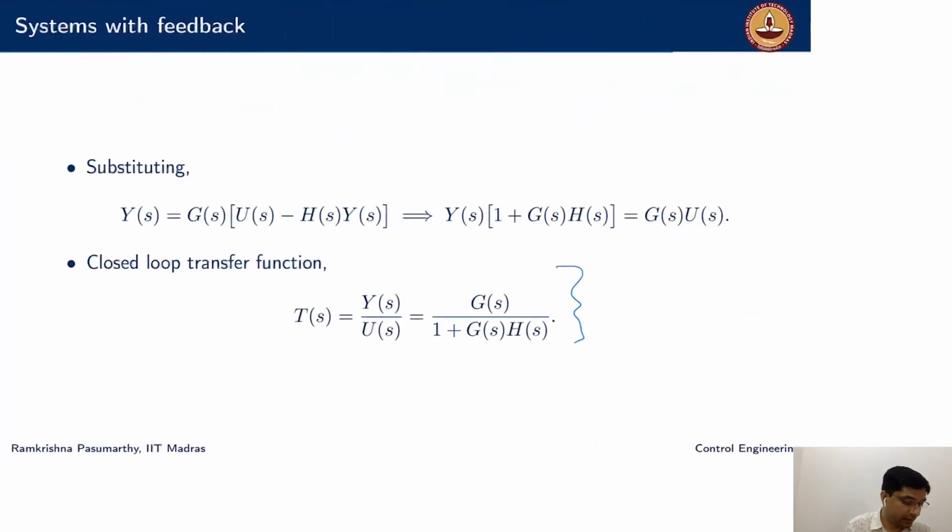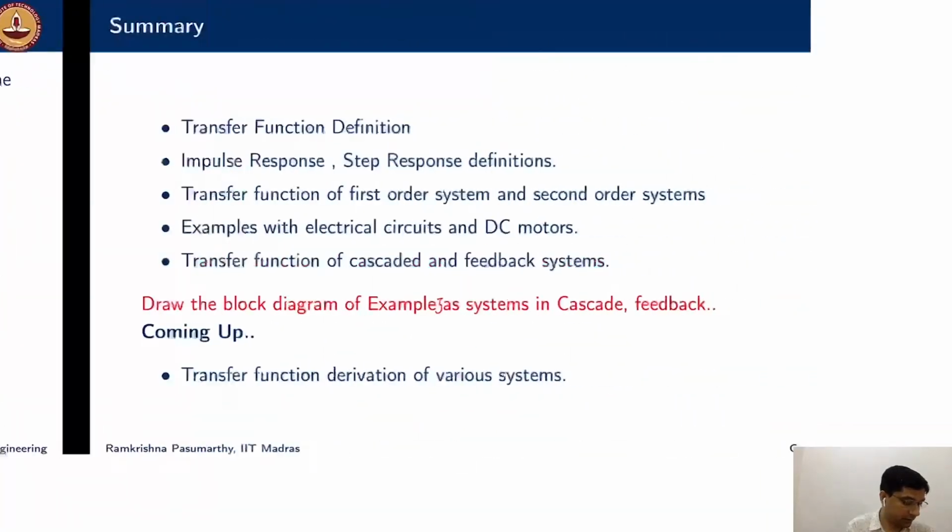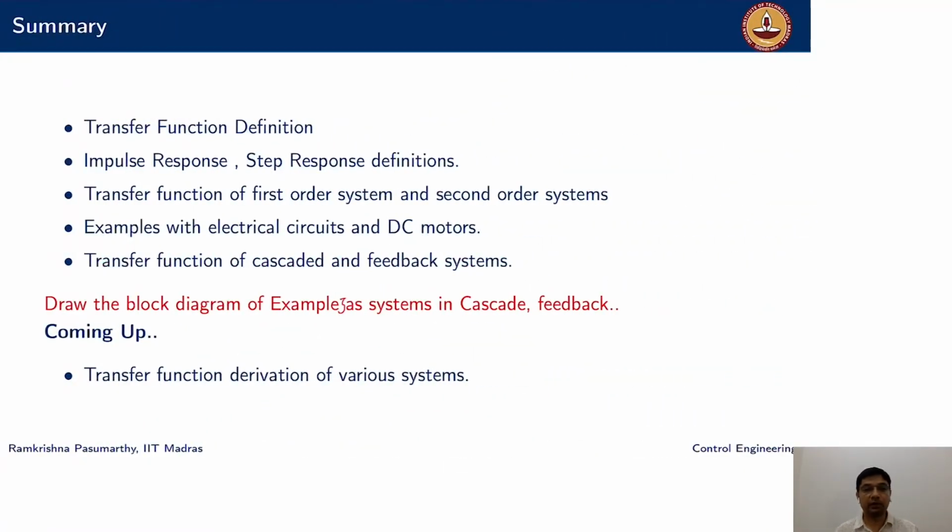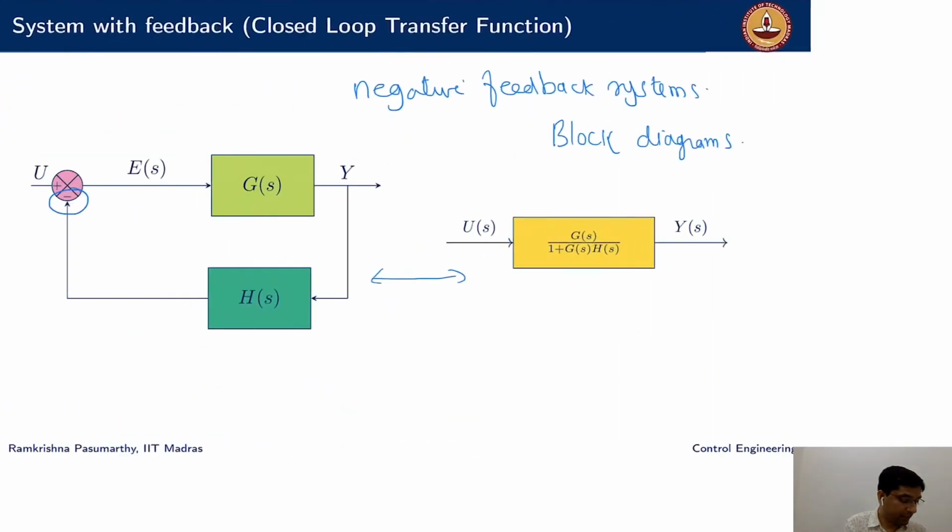Before we ended the lecture, we asked ourselves a question. Can we draw the block diagram representation of example 3, the DC motor, as systems in cascade and feedback? Because after the example, we had seen a few special cases of how systems behave in cascade, in series, or in parallel, in feedback, with some kind of beautiful properties of deriving the overall transfer function.